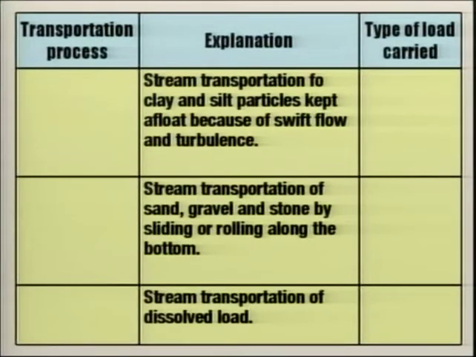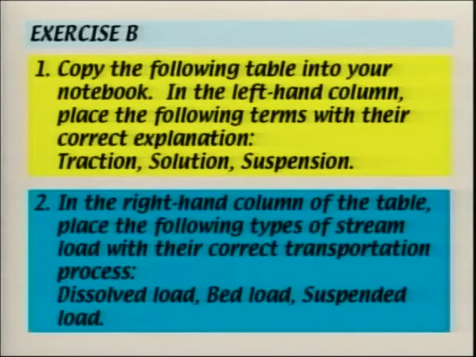Okay, we go back to the instructions so that you know exactly what you're supposed to do. You have now constructed 3 columns into your exercise book, of which the first column has the heading transportation process. The second column has the explanation, and the third column has type of load carried. You go back to the instruction, and you were supposed to copy the table into your notebook.